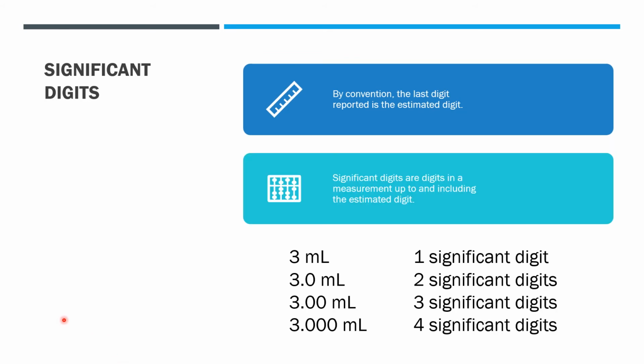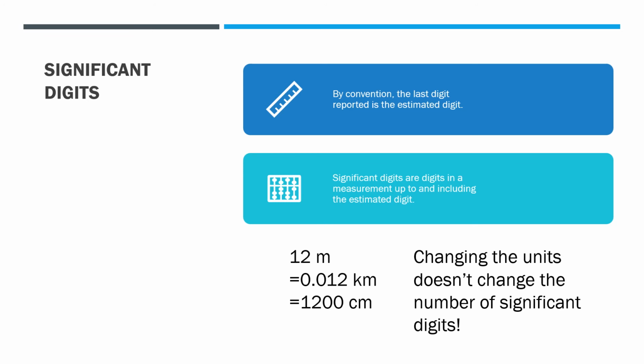So it's going to be useful to us to count how many significant digits we've got in a measurement. And those are all the digits up to and including the estimated digit. So this has 1 digit, this has 2 digits, 3 digits, 4 digits. That seems fairly obvious. But sometimes it's not so easy to count. The way significant figures or significant digits are set up, changing the units on your measurement should not change the number of significant digits you've got.